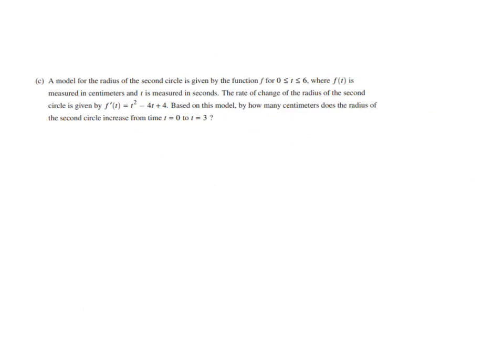Part C. A model for the radius of the second circle is given by the function where f of t is measured in centimeters. And again, I think it all comes down to units. The rate of change of the radius is given here. So this is the derivative, keep in mind. Based on the model, how many centimeters does the radius of the second circle increase from 0 to 3?